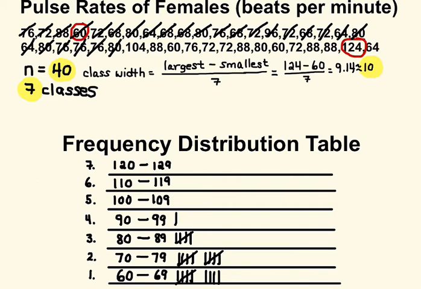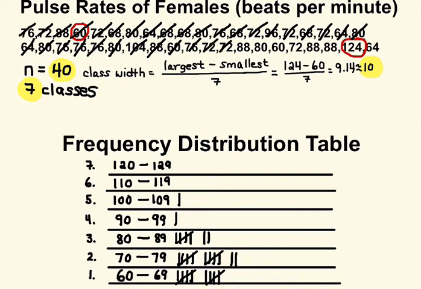Here's an 80. A 104, that takes us up to class 5. An 88, class 3. And a 60 brings us back down to class 1. So 10 values in class 1. 76, 72, 72. 1, 2, 3. They all belong in class 2.